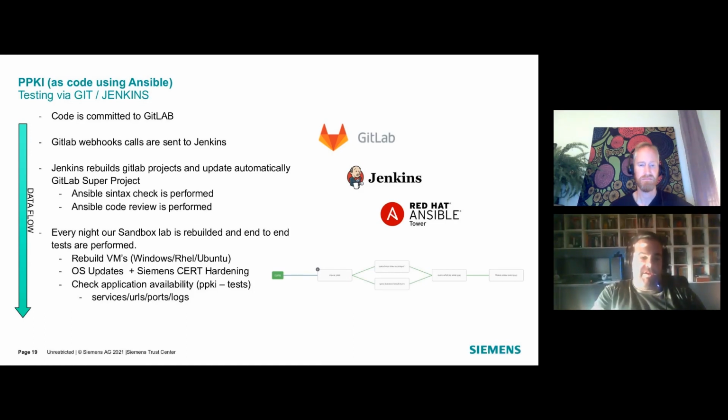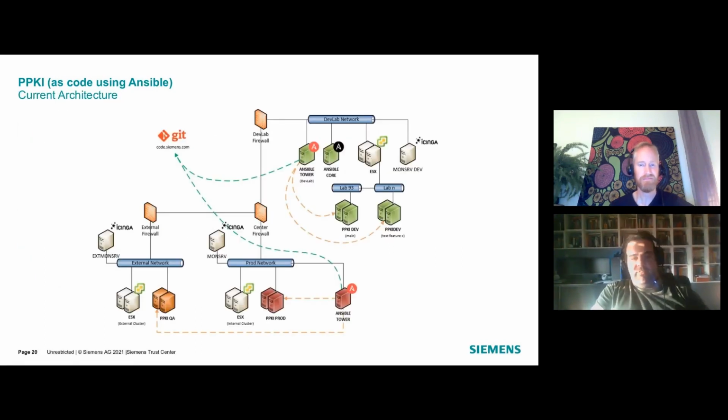So it rebuilds VMs, does OS updates, hardening, and checks the application availability. So it's really nice to have all of this working, because we can have a nice report every day and check if everything is working as it should. It's really nice. And this is our current architecture.